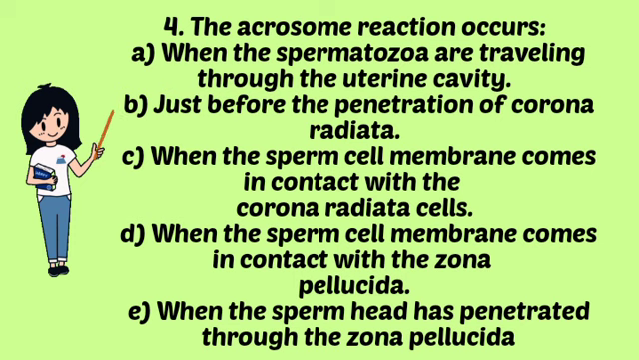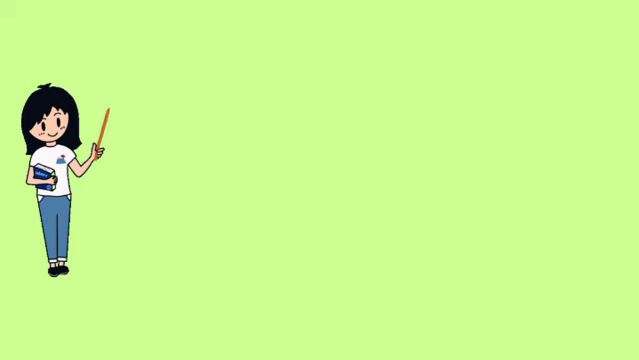4. The acrosome reaction occurs: A. When the spermatozoa are traveling through the uterine cavity. B. Just before the penetration of corona radiata. C. When the sperm cell membrane comes in contact with the corona radiata cells. D. When the sperm cell membrane comes in contact with the zona pellucida. E. When the sperm head has penetrated through the zona pellucida. Option D is correct, when the sperm cell membrane comes in contact with the zona pellucida.